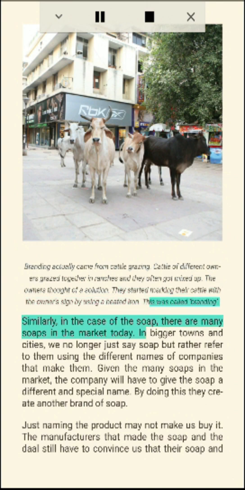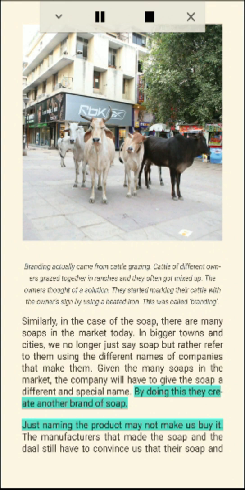This was called branding. Similarly, in the case of the soap, there are many soaps in the market today. In bigger towns and cities, we no longer just say soap but rather refer to them using the different names of companies that make them. Given the many soaps in the market, the company will have to give the soap a different and special name. By doing this, they create another brand of soap.